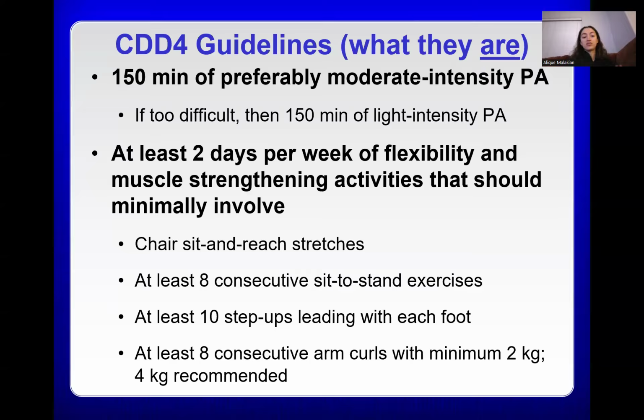You're going to see it's really similar to everything else that we just saw in that big table of all the leading organizations. 150 minutes of preferably moderate intensity physical activity, but if this is not possible or it's too difficult, then light intensity is okay as well. At least 2 days per week of flexibility and muscle strengthening activities that should minimally involve chair sit and reach stretches, at least 8 consecutive sit to stand exercises, at least 10 step ups leading with each foot, and at least 8 consecutive arm curls with a minimum of 2 kilograms in each hand, but 4 kilograms is recommended.